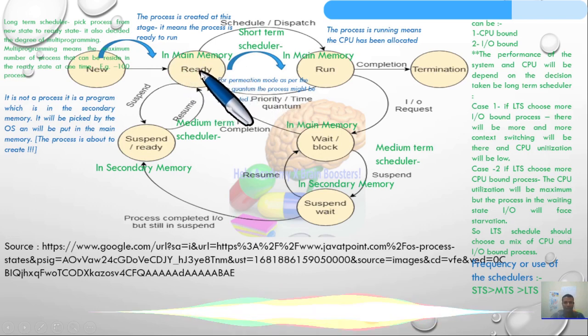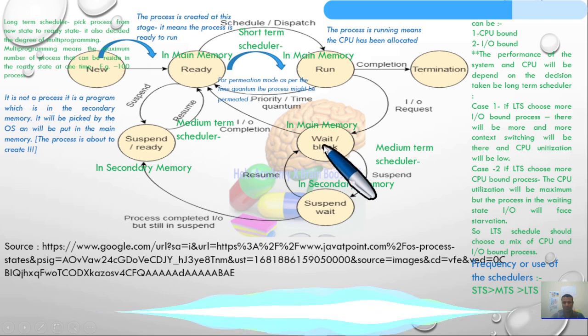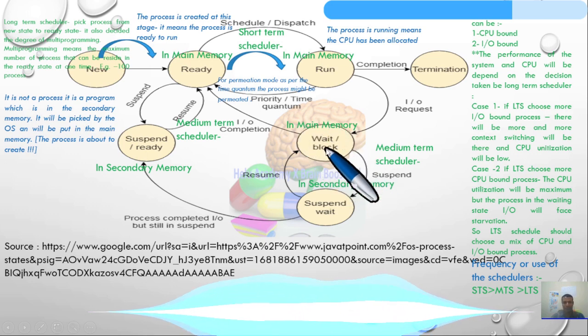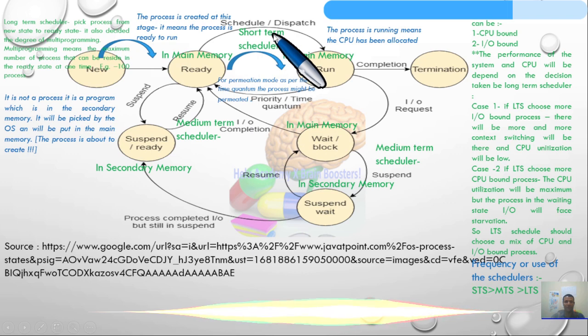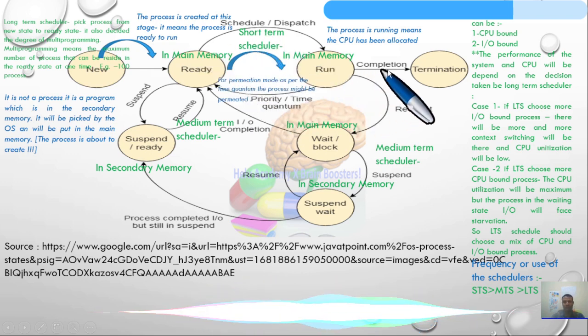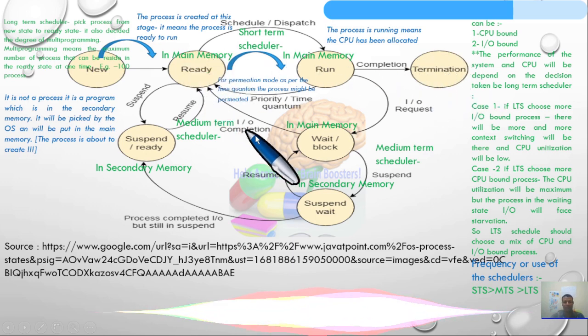And if the program has an IO request, then it will be in the blocked state. This is also in main memory. Once it finishes its IO operation, it will go to the ready state, and again it will be scheduled by the short-term scheduler and run, and if it is completed, it will be terminated. Now we have suspend wait and suspend ready.